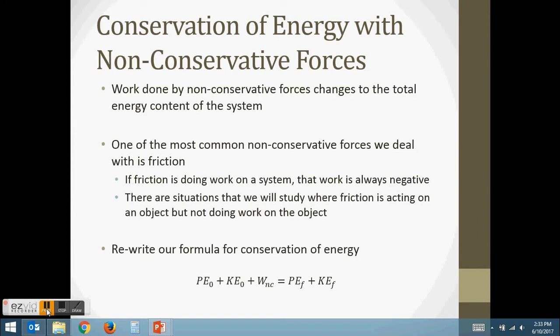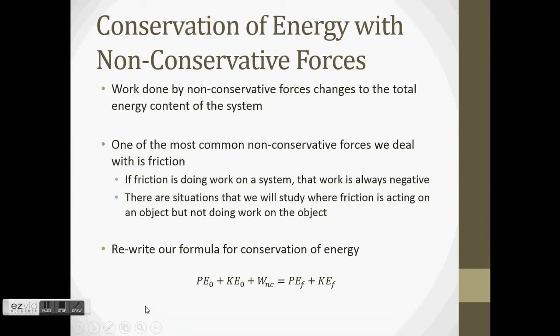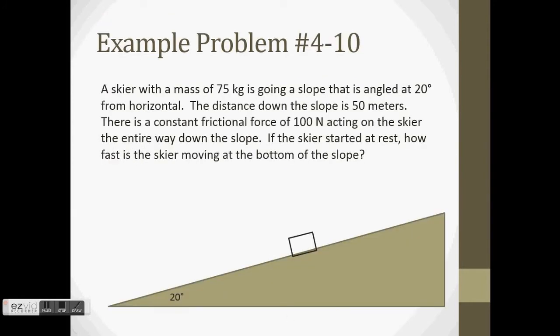Anyway, if we're going to deal with a non-conservative force, we've got to rewrite the equation as shown here: potential energy initial plus kinetic energy initial plus work done by any non-conservative force equals potential energy final plus kinetic energy final. This is slightly different than the way I believe your textbook writes this. I think it talks about the difference between final energy and initial energy being the work done by non-conservative forces. I think of it as this work done by a non-conservative force being just another term in my conservation of energy equation.